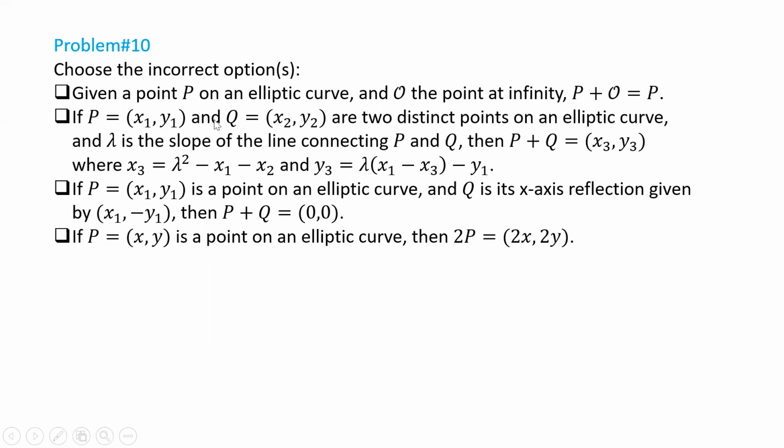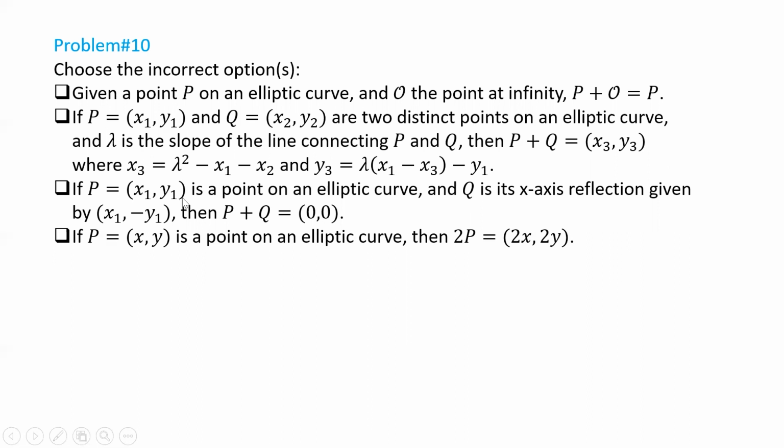If P equal to (x1, y1) and Q equal to (x2, y2) are two distinct points on an elliptic curve, and lambda is the slope of the line connecting P and Q, then P plus Q is (x3, y3), where x3 is computed as lambda square minus x1 minus x2, and y3 is computed as lambda into (x1 minus x3) minus y1. This is actually true. We will see the computation in detail in the next slide. I will come to that.